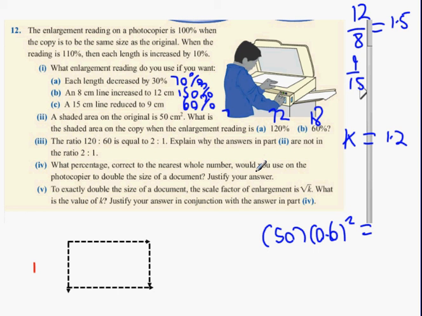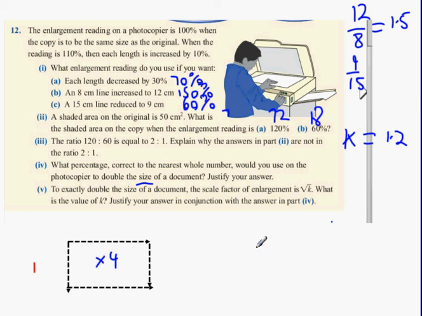Now, you would think 200, okay? But what they're going for is 1.41. Now, let me explain where they get that from. When you want to double the size of a document, what they're thinking of is the area. If you wanted to double the length of each side, it'd be 200%. But we know that when you double the length of each side, you're actually increasing the area 4 times.